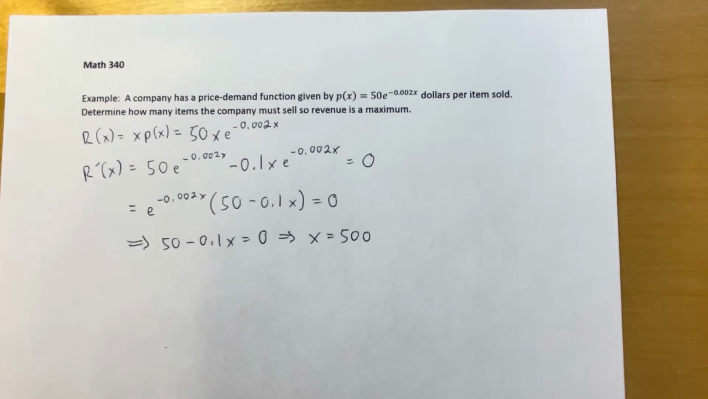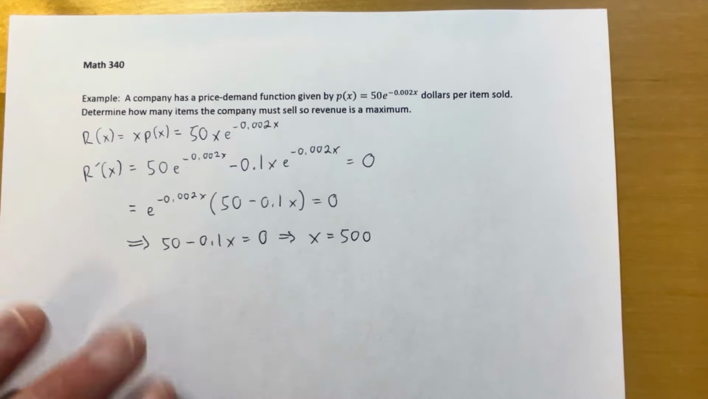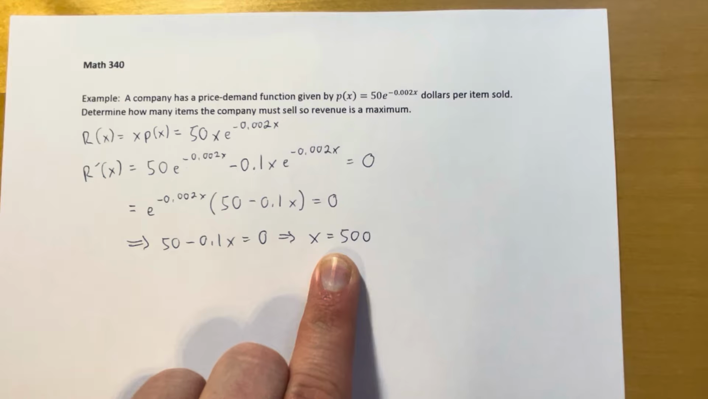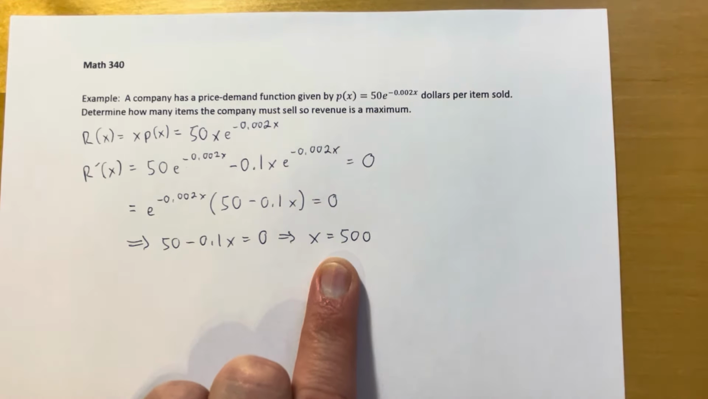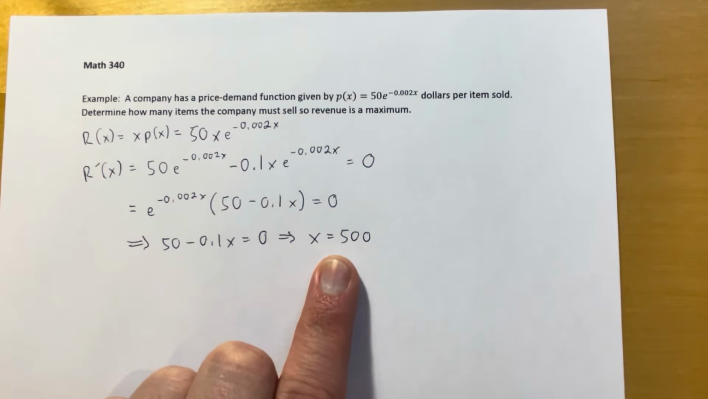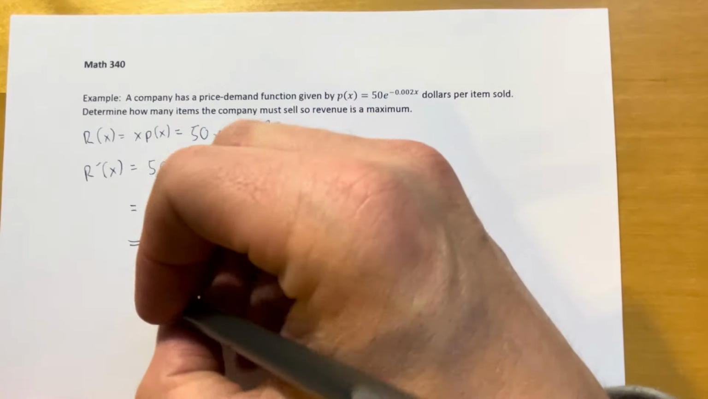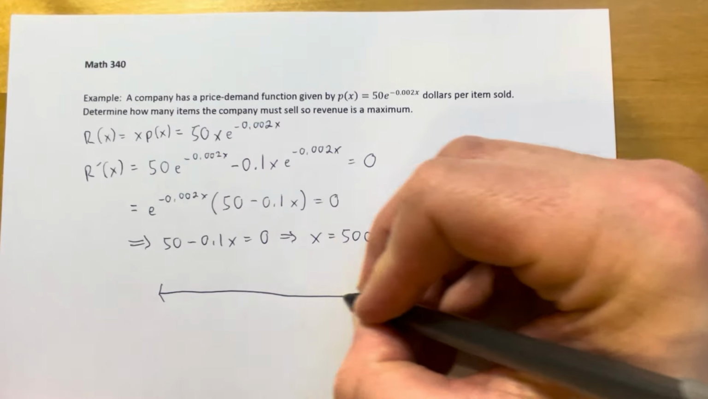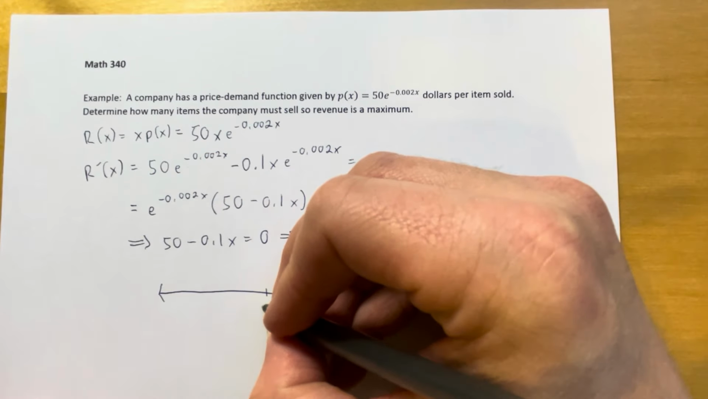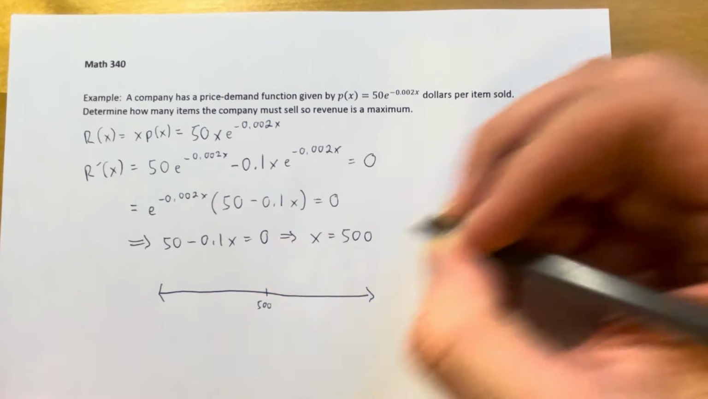Now let's see what we can do with that. So remember, this is a critical value. We only ended up with one critical value for this whole thing. And at that critical value, we may end up with a local maximum, we may end up with a local minimum, or we may end up with neither. So we have to determine what we're dealing with. That's where we create the sign chart. So I have 500 here.